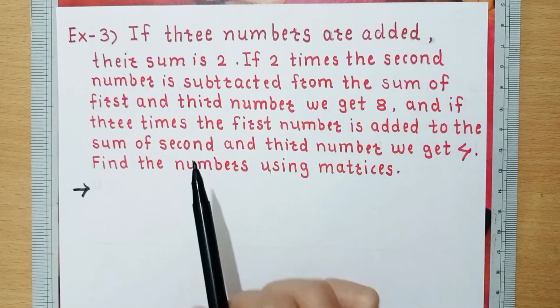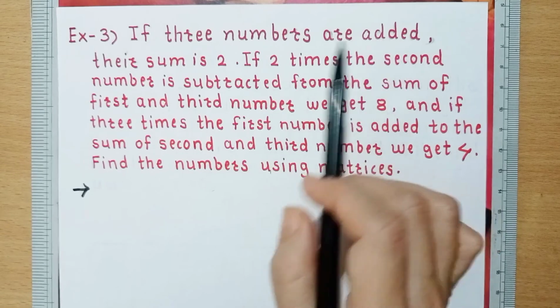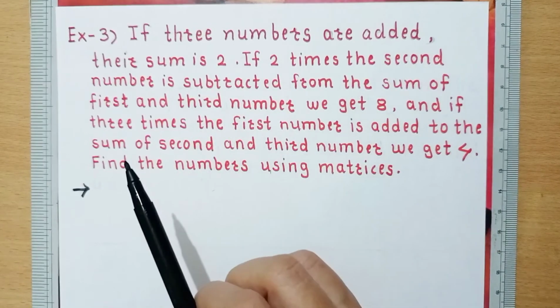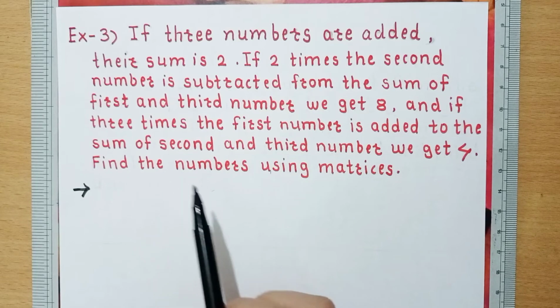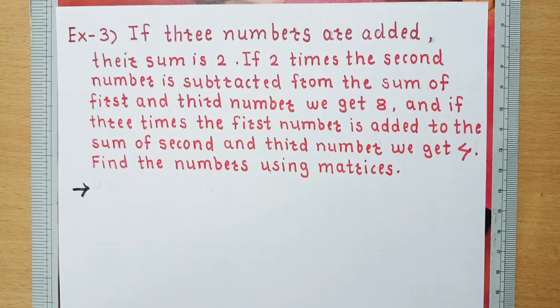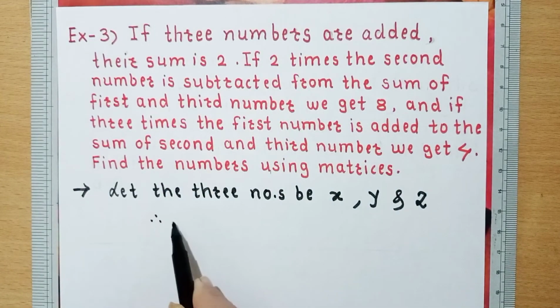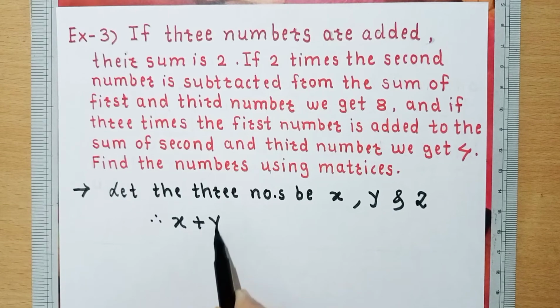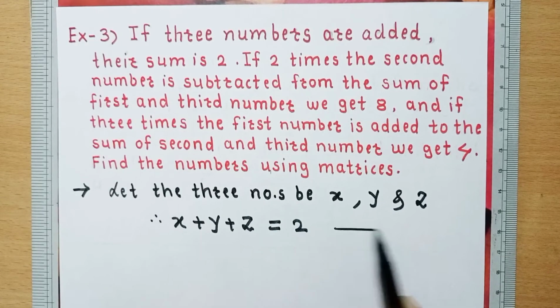Let's solve this third example. If three numbers are added, their sum is 2. So first we will assume let the three numbers be x, y and z respectively. Therefore by the first condition we have x plus y plus z equal to 2. This is our first equation.